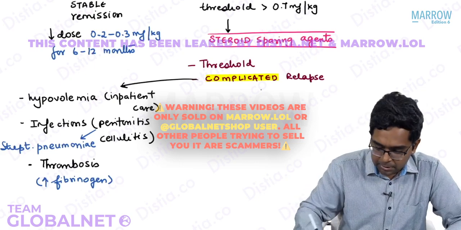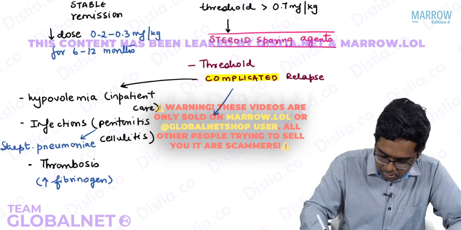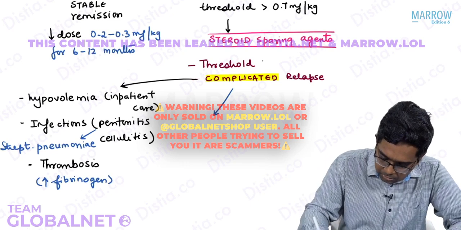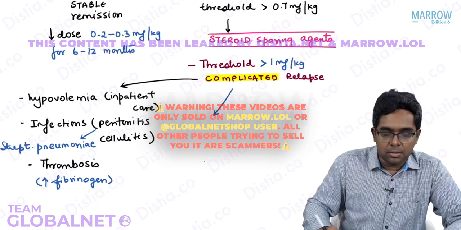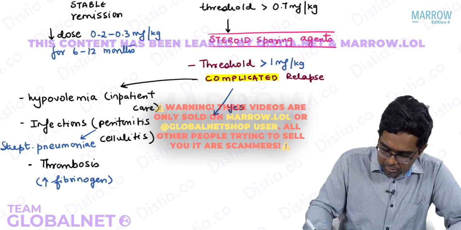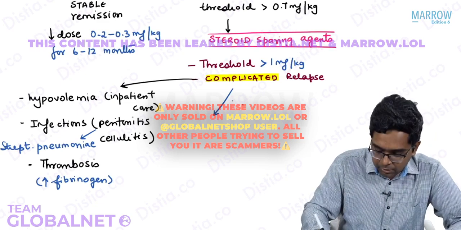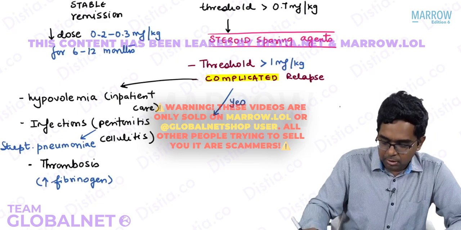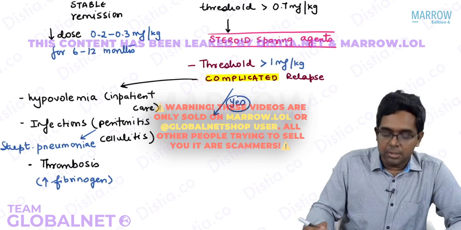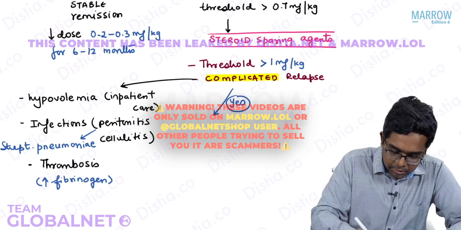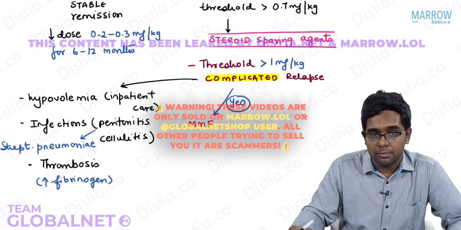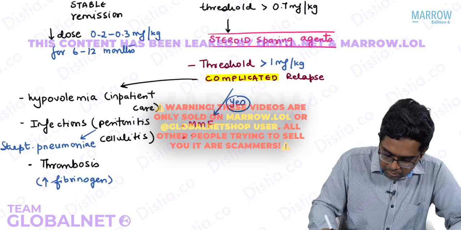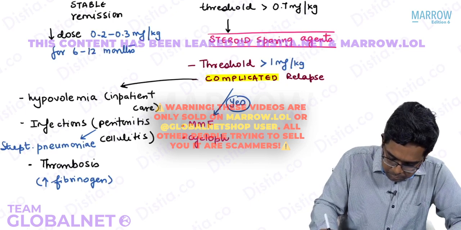Okay, right. If a patient is having complicated relapse or the threshold is more than 1 milligram per kg per day of prednisolone, if any of this is present, then the initial steroid sparing agent of choice is MMF. What is MMF? It is mycophenolate mofetil. Second choice agent would be cyclophosphamide. Okay. That is the guideline.